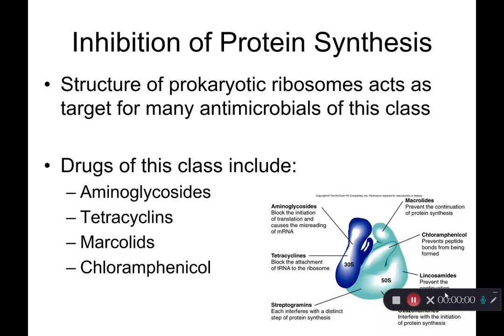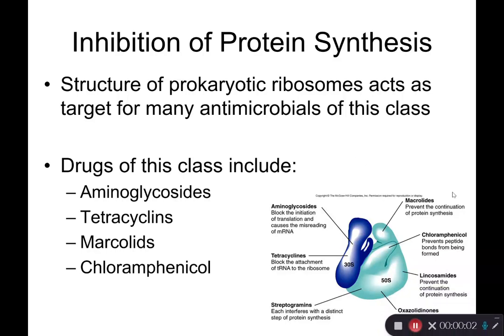To the classes of antibiotics that target protein synthesis. So remember, prokaryotic ribosomes are unique. They have a different structure. There's two subunits, the 30S and 50S. Now, they still have the same end goal. They make proteins. They synthesize proteins.